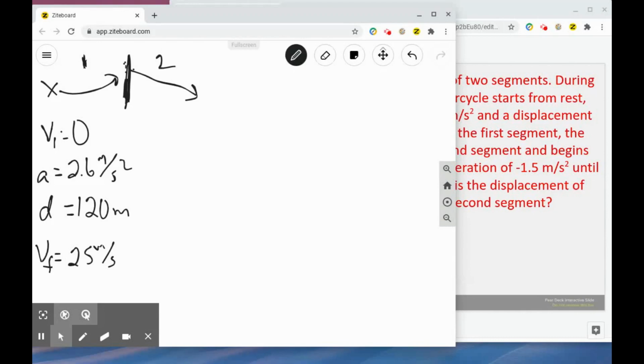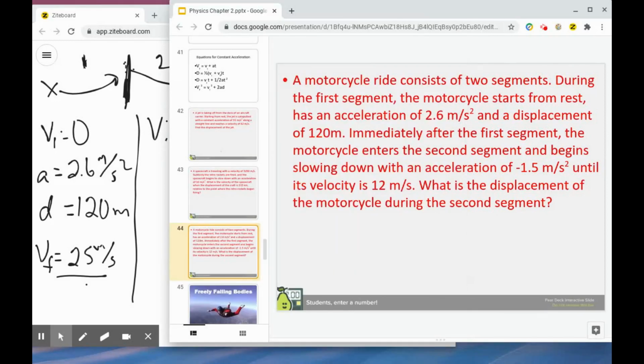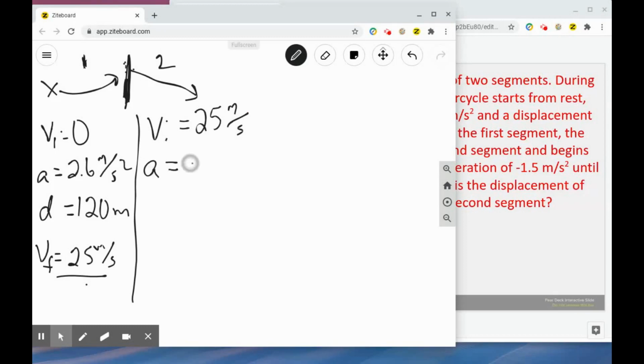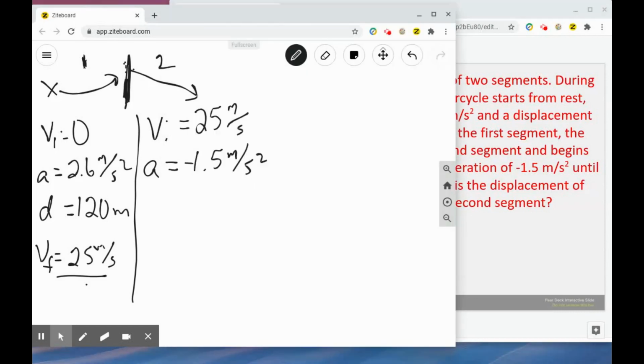Okay, got it. Now, for the second segment, the VF here is our VI, so that will be the 25 meters per second. We can continue on. It says during that second segment, it begins to slow down with an acceleration of negative 1.5. So our acceleration now is negative 1.5 meters per second squared until its velocity is 12 meters per second. So now the VF is 12 meters per second, and we're looking for the displacement.